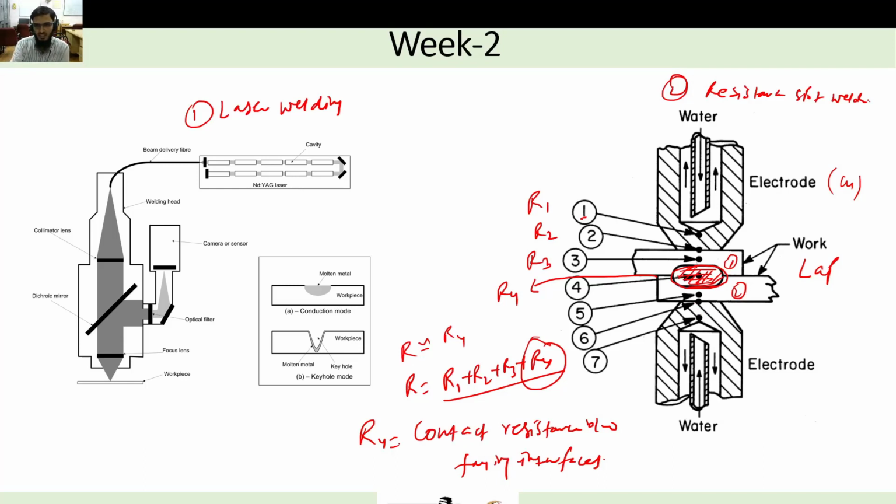So the principle behind this resistance spot welding is nothing but Joule heating. So the main principle is Joule heating in the resistance spot welding. Joule heating is nothing but to generate Q amount of energy, we have I square RT. So using current, resistance and time, you can generate this much amount of energy. This is the principle behind resistance spot welding.